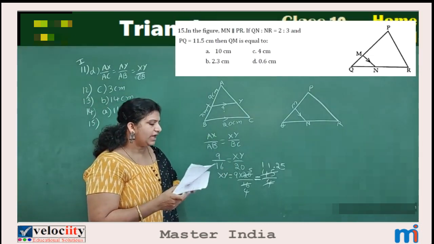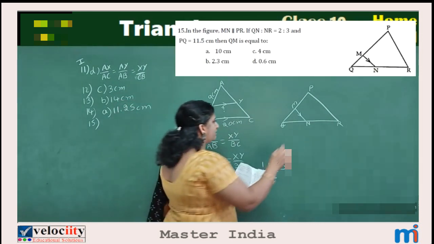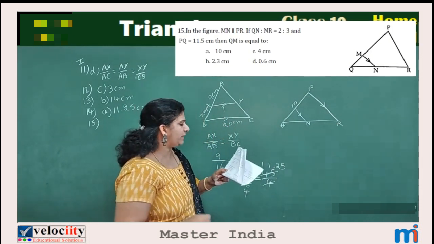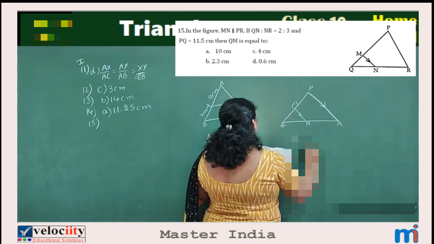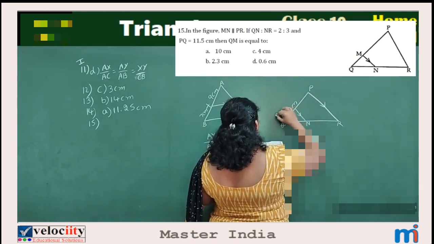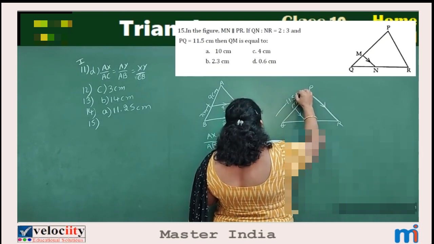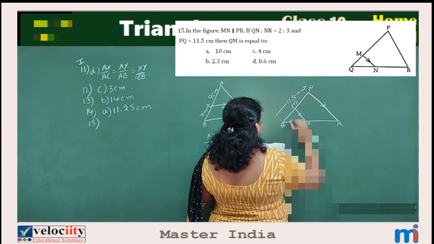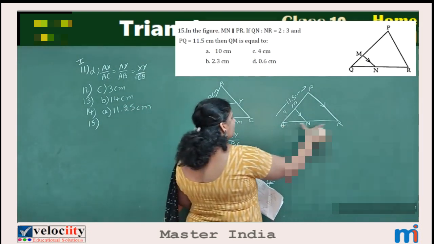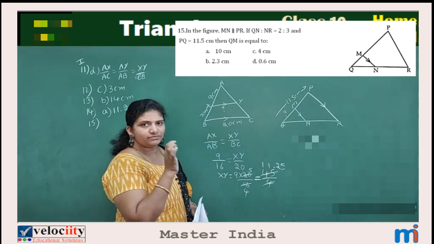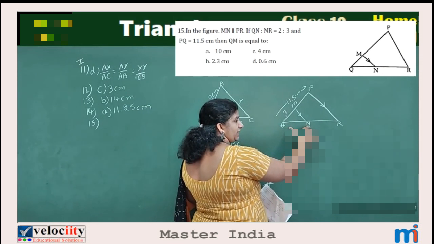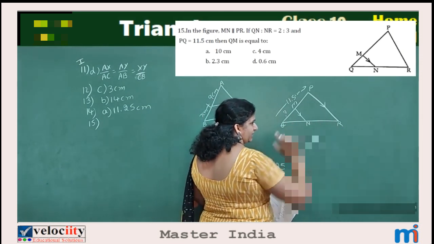15th one. See the figure there? In the figure, MN is parallel to PR. If QN is to NR is equal to 2:3 and PQ is 11.5 centimeters, then QM is equal to. So now QN by NR ratio is given. Observe here, there you go with a mistake. Here BPT ratio QN by NR we are saying.